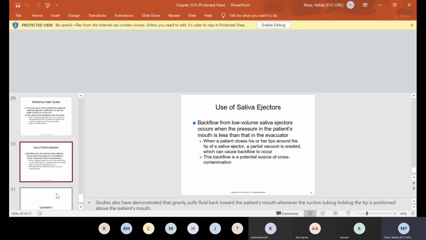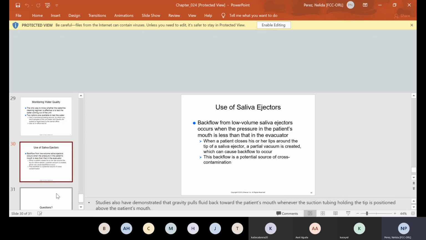The use of saliva ejectors. So I mentioned this earlier. You can have backflow from the saliva ejector, and that occurs when the pressure in the patient's mouth is less than that in the evacuator. When a patient closes his or her lips around the tip of a saliva ejector, a partial vacuum is created, and it can cause backflow to occur. This backflow is a potential source of cross-contamination.